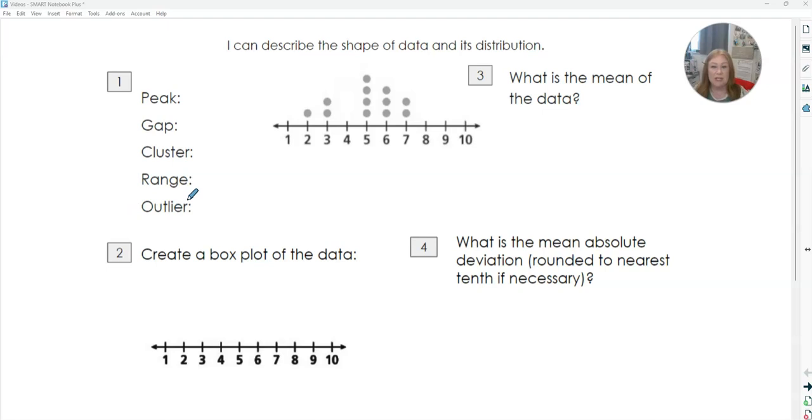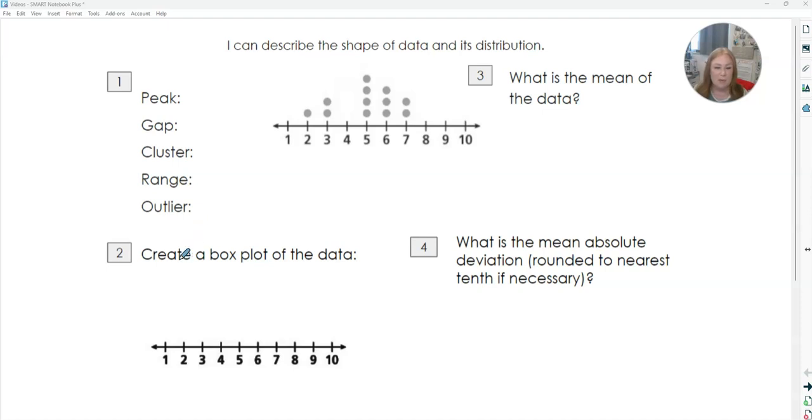Then the range is the difference from the biggest dot to the littlest dot. So it's not 10 because there's no dot above 10. So our biggest dot, what's the difference to get to the littlest dot? And then our outlier is if we have a dot that's all the way out by itself. If we have a dot that doesn't really fit in, it's all alone, all by itself. There's no other dots near it. So you can have no outlier if all the dots are by each other. So go ahead and fill those out using that vocabulary.